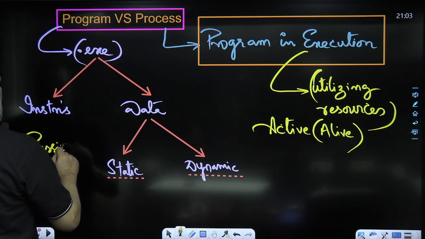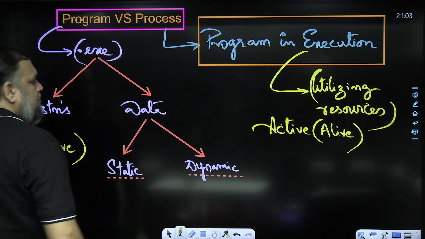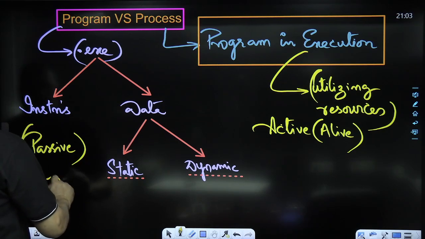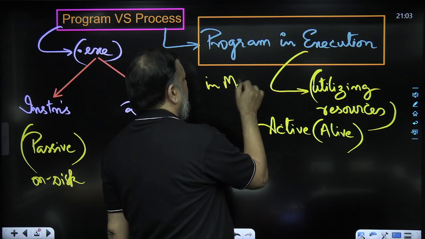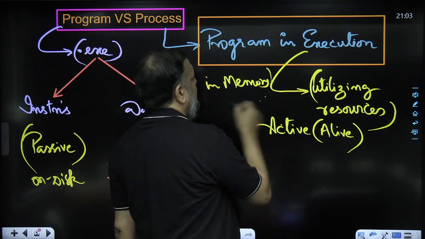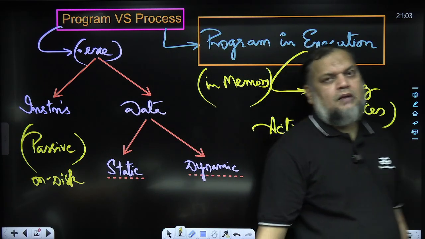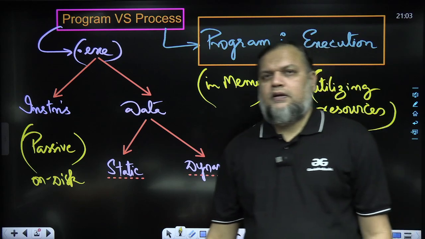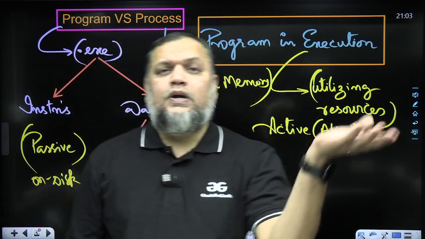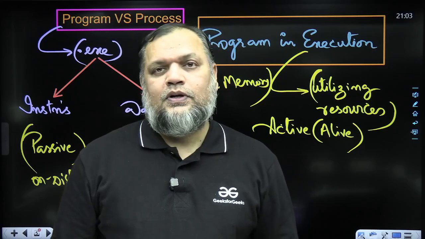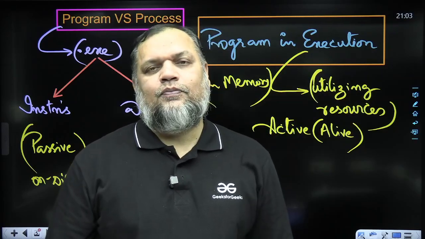These are the fundamental differences. Program is always on disk. Process most of the time is in memory. These are the essential differences between program and process. It is an active entity, alive entity. It is a schedulable unit which can get scheduled onto CPU. It is a dispatchable unit onto CPU.